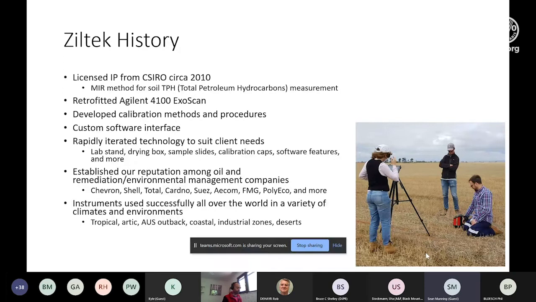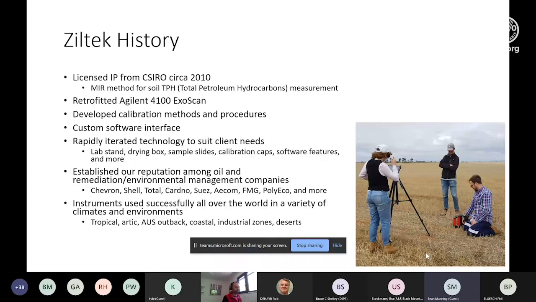The way it all comes together is we've been using retrofitted Agilent 4100s that were referred to just before, and it was mentioned that they've been discontinued. They have been discontinued for quite a while. We've had an exclusive purchasing arrangement with Agilent for a while now, and that's finished. I think we bought the last one just the other day. So we're transitioning our technology to their upgraded platform, the 4300 TopScan, but that's still in the works.